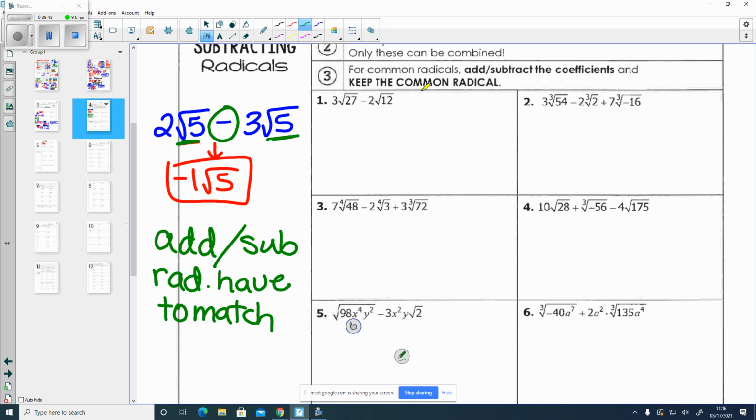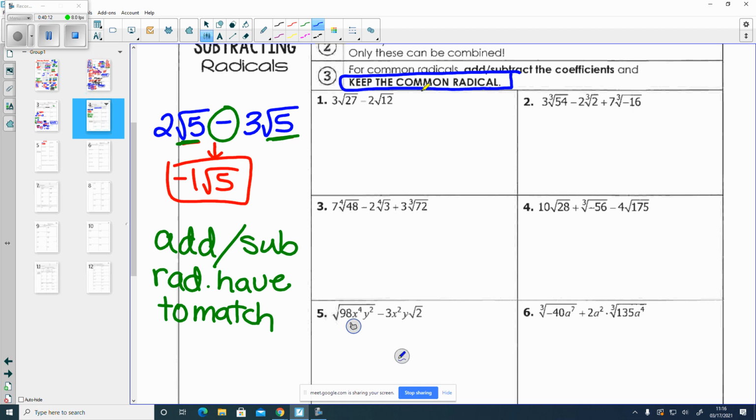Then I can almost think of it like an x, like it's 2x minus 3x, right? Kind of the same idea. So then I can do 2 minus 3, so I get -1, and then the square root of 5 goes with it, okay? So adding and subtracting has to have a common radical.